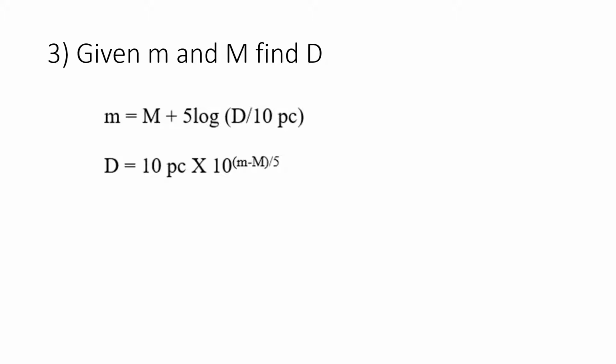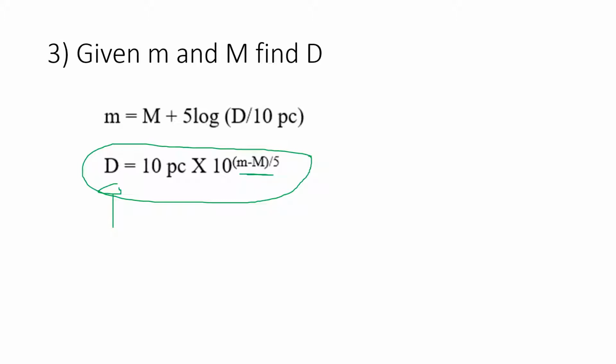Here's an example of the third type of problem. Given the apparent magnitude and the absolute magnitude, find the distance. So now we want to use this second form of the formula because we're trying to find the distance and we are given the two magnitudes.